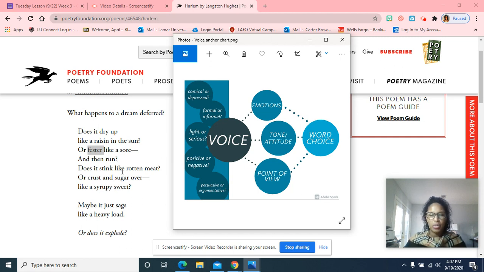So this poem is asking you to think about what happens to a dream deferred. And deferred means something that's put off, okay? It's something that you didn't take advantage of. So what happens to those dreams that you don't see through? So that's what the poet is asking here. So we're not going to analyze this, but I just want you to see and hear the word choices that he created by his voice, okay? These are the word choices that he used, and it expressed a voice. So there was a definite feeling when you read this poem, all right?